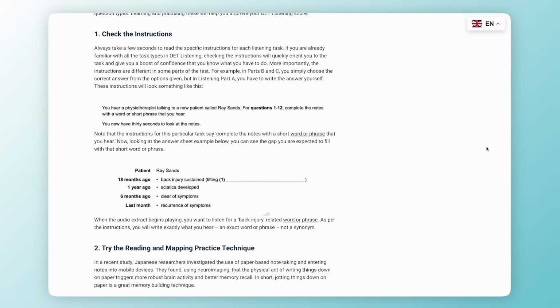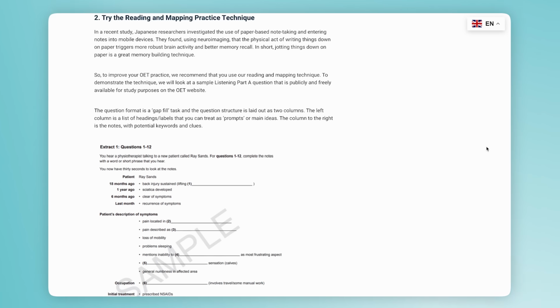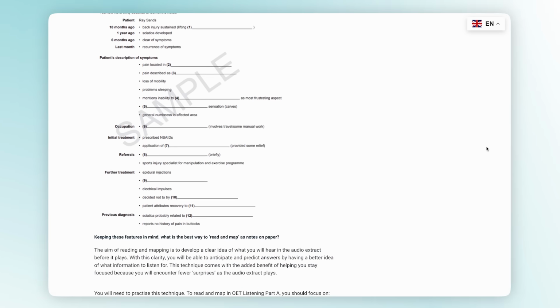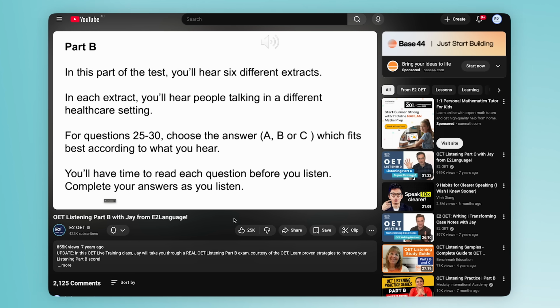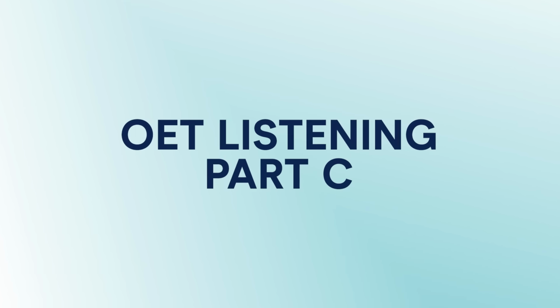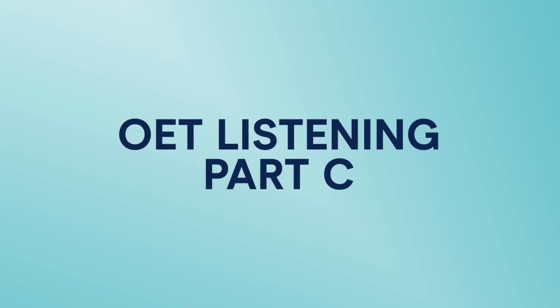If you struggled with the speed of these extracts, you need to practice listening for gist. Don't get hung up on one word. Listen for the speaker's main intent. For more support, read the blog post, OET Listening, Tips and Practice for Success. If you need more detailed instructions and guidance with Part B, watch OET Listening Part B, which is linked in the notes below. Next up is the final listening section, Part C.